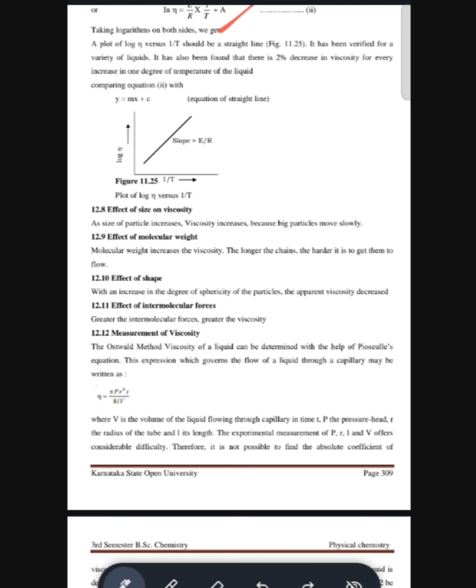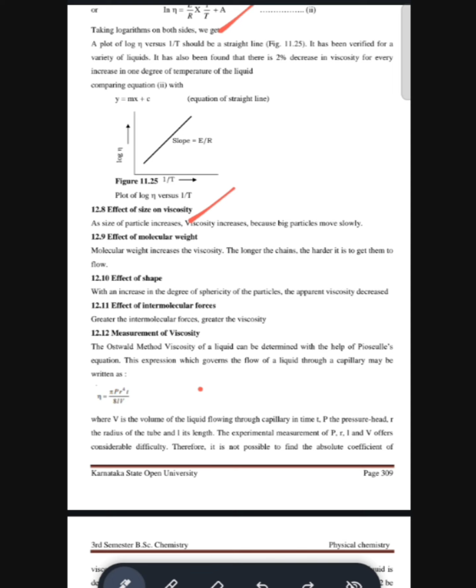So, the effect of size on viscosity. If the size is varied, how does viscosity behave? As the size of the particle increases, the viscosity increases because big particles move slowly. Viscosity is a measure of fluid resistance to flow. So for a big molecule, it moves very slowly, so the viscosity increases because big particles move slowly.